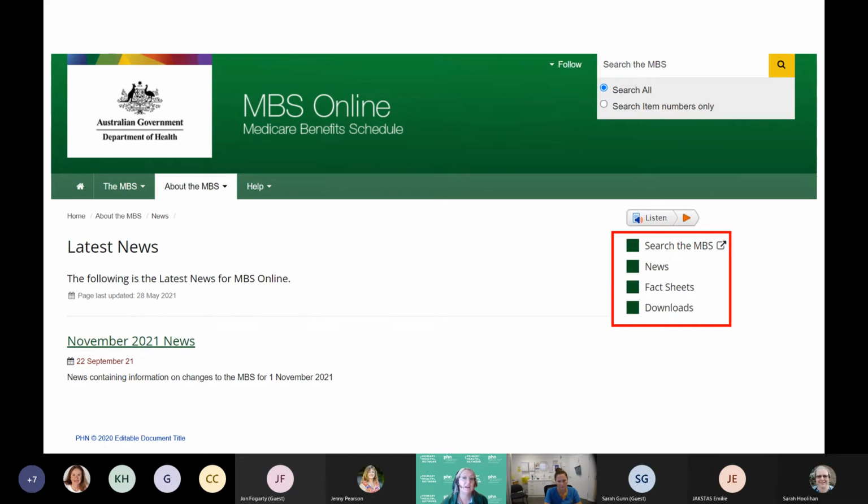This slide shows you when you're on the MBS. So where I've got the red box, you've got your news and your fact sheets. Every month they will update the news and also any new fact sheets that come out, so new item numbers or any changes to the legislation, they will update the fact sheet. So it's really important to keep an eye on those.